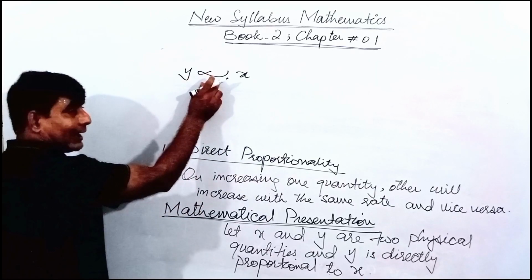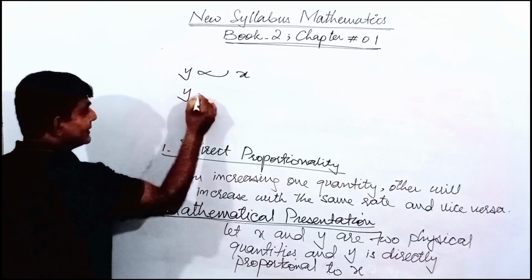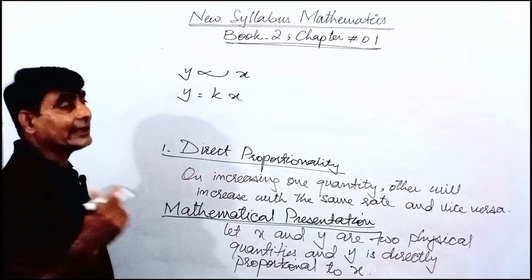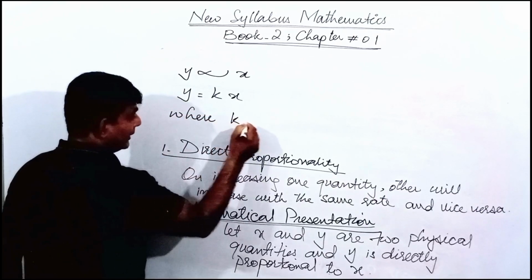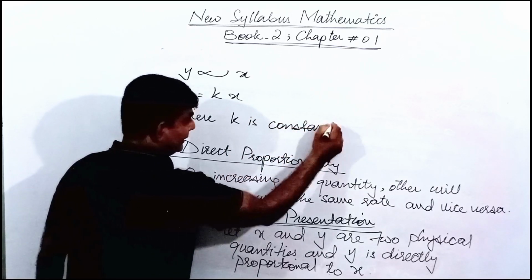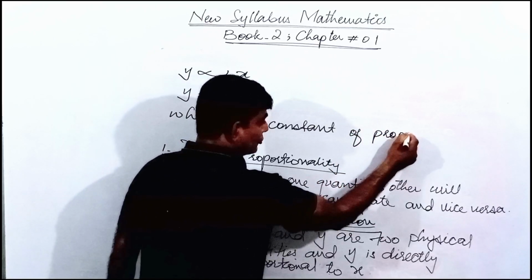Whenever we remove this sign, there is a constant of proportionality. For example, y is equal to k times x. This k is the constant of proportionality, where k is the constant of proportionality.